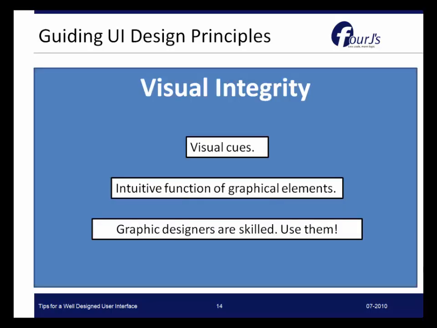And the last one, visual integrity. Provide visual cues to the user, perhaps by grouping things and using color and groups to identify areas that are part of the same group, for example. Intuitive function of graphical elements. Make sure that the buttons and the toolbar icons and the icons that you choose to use have an intuitive function, that it's obvious what it is that that particular toolbar or icon will do.